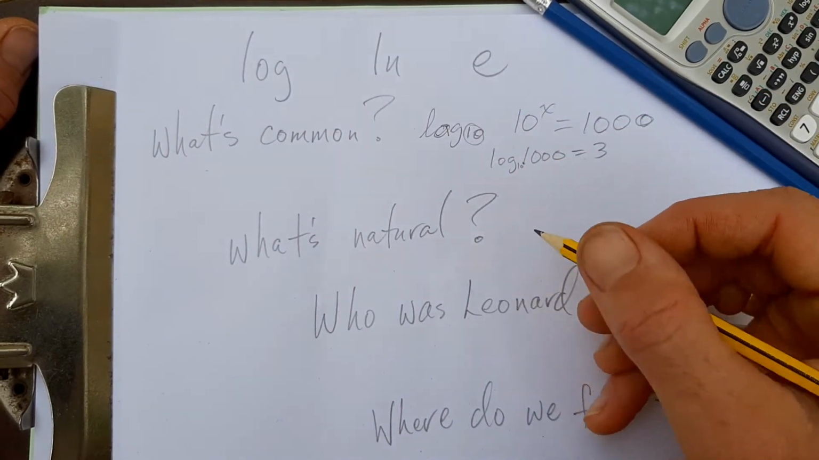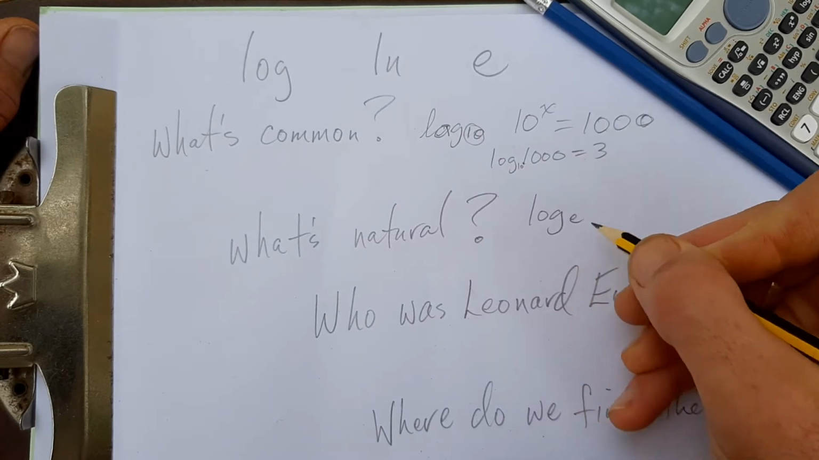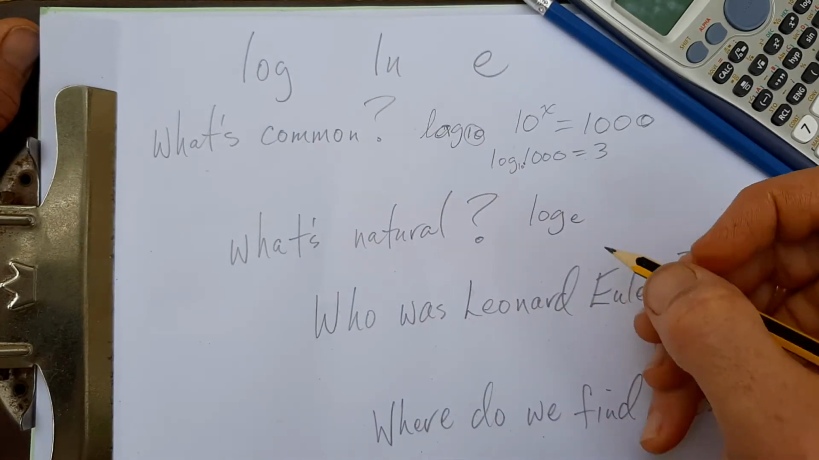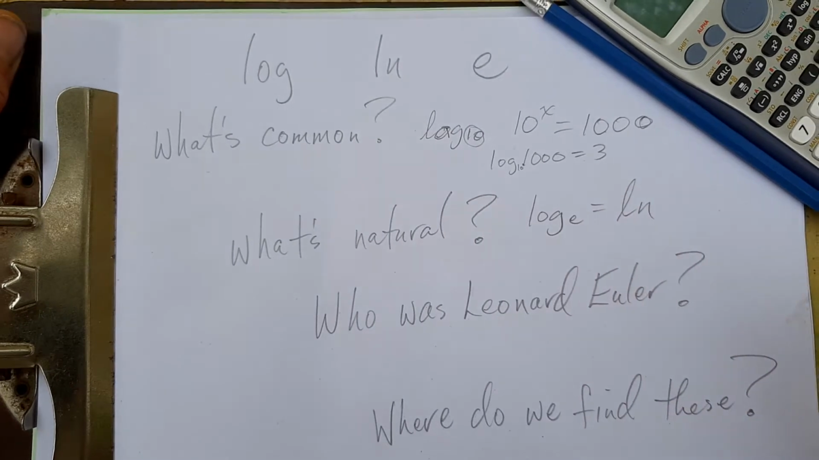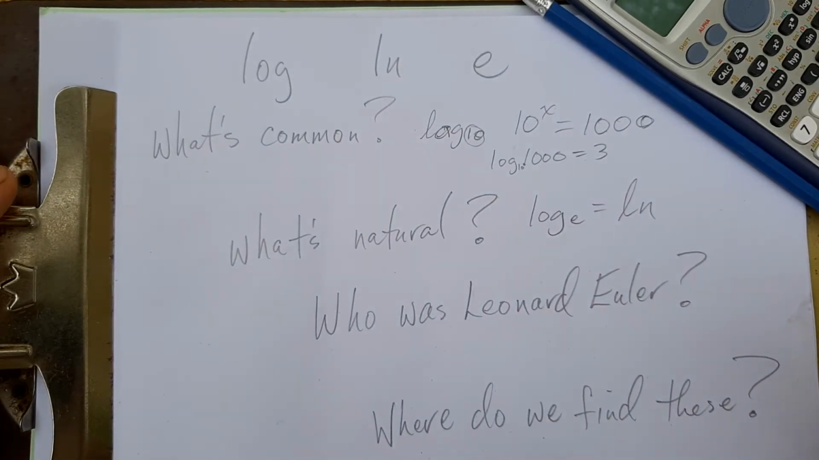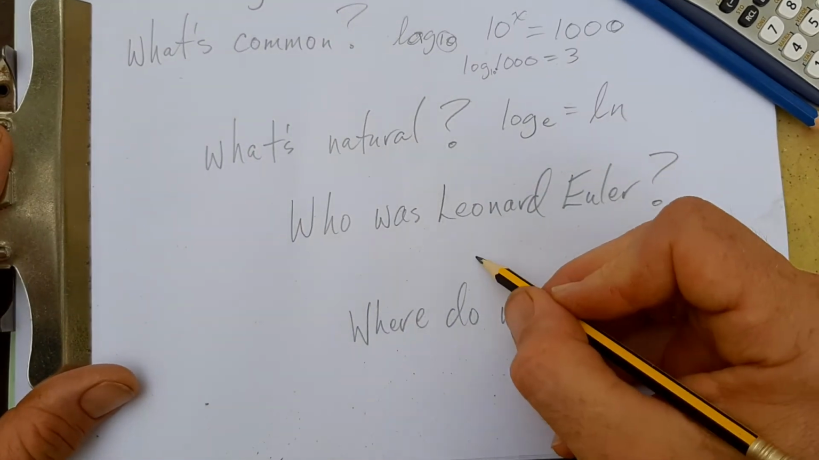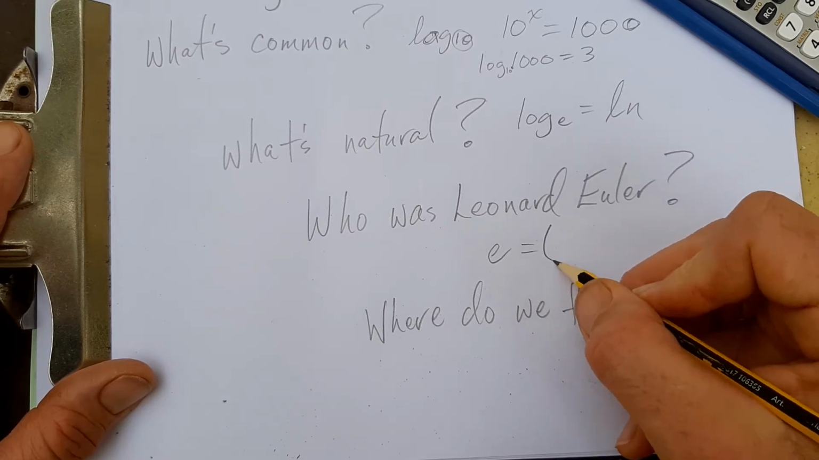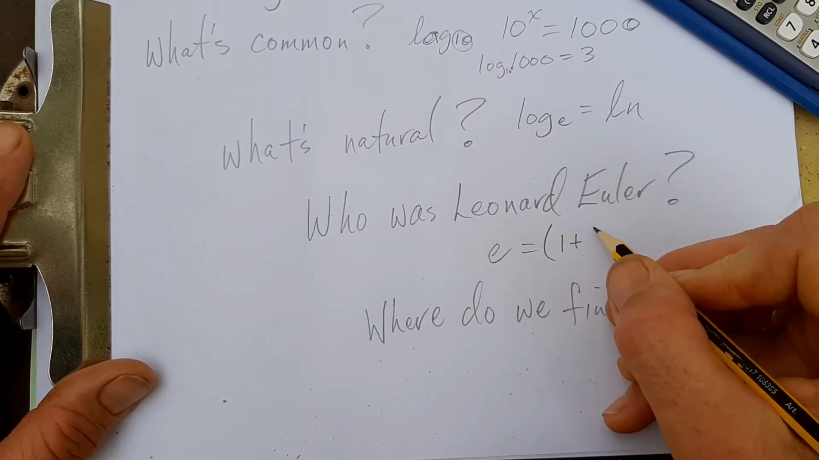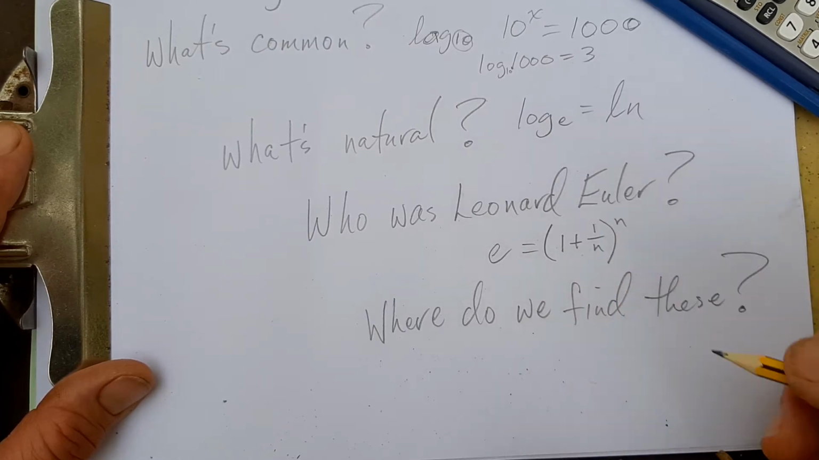The base is the rule. Okay, what's natural? Natural log is log base e. That is called the natural logarithm. It is written ln. Okay. Who was Leonhard Euler? Leonhard Euler is the guy who discovered the number e. It is, let's see if I got this right, 1 plus 1 over n to the nth power.